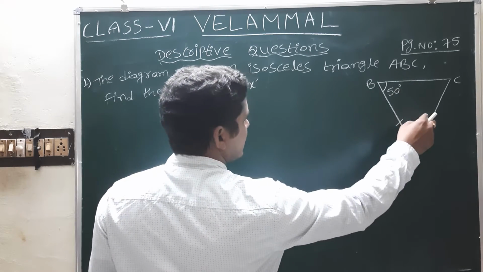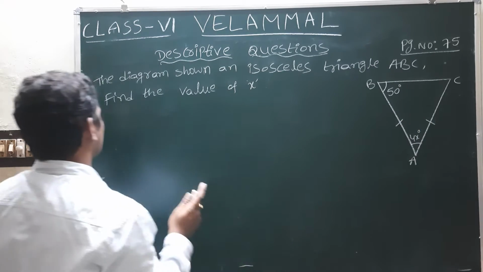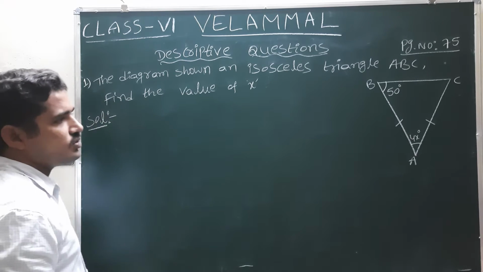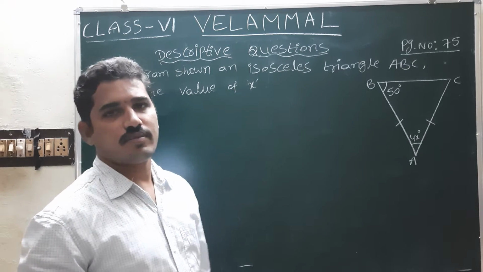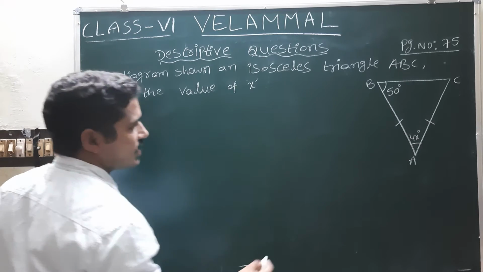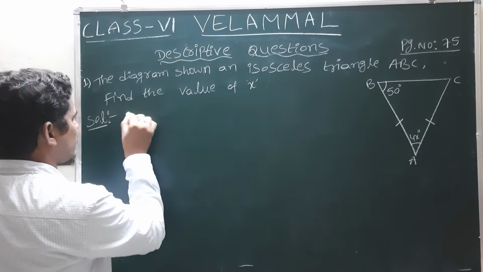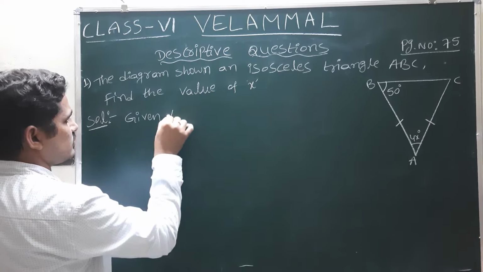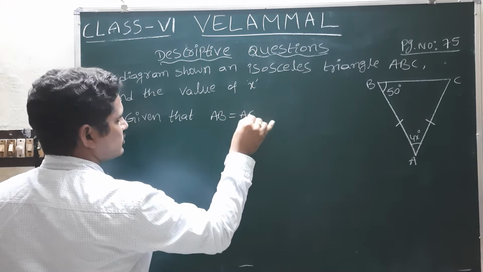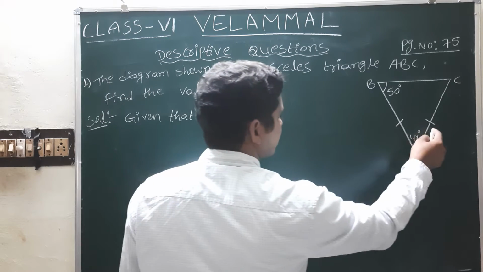Relating to this, they gave the information that it is an isosceles triangle. So that concept we need to use. By using that point we will get the value of x. Whenever it is an isosceles triangle, these marks show that those two sides are equal. So we can say, given that AB is equal to AC. So these two sides are equal.